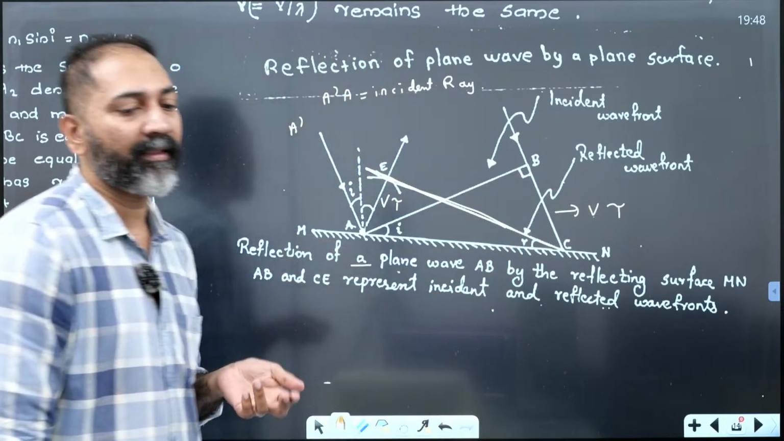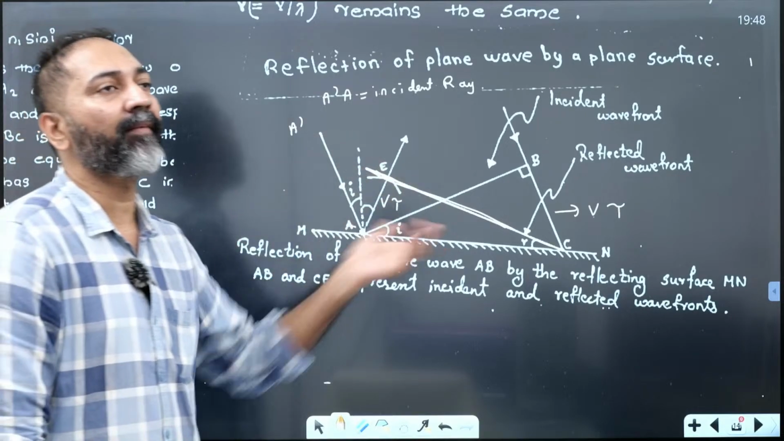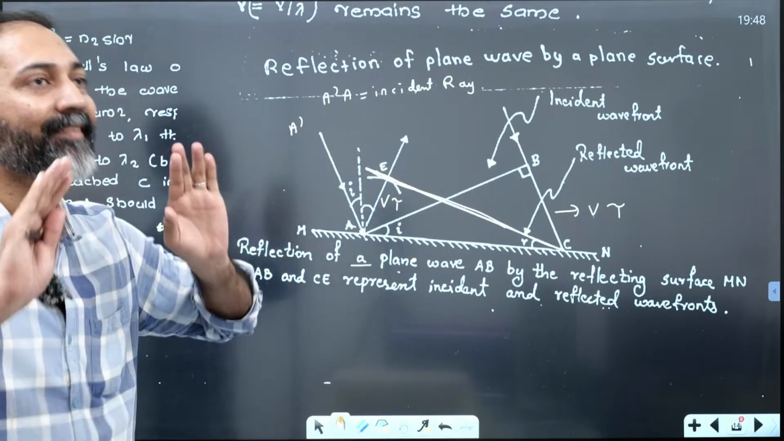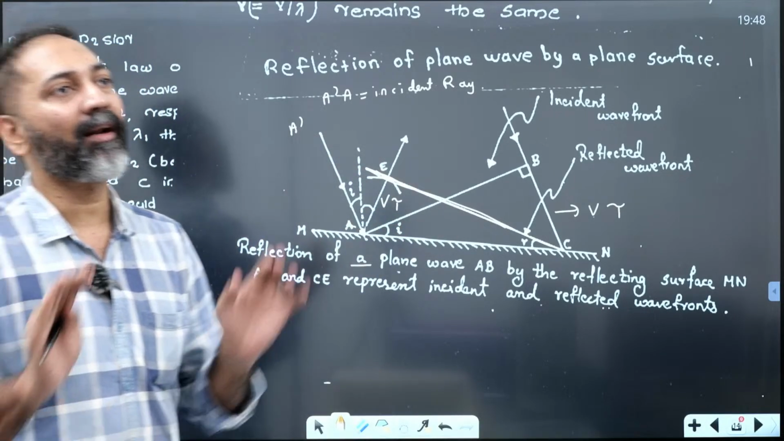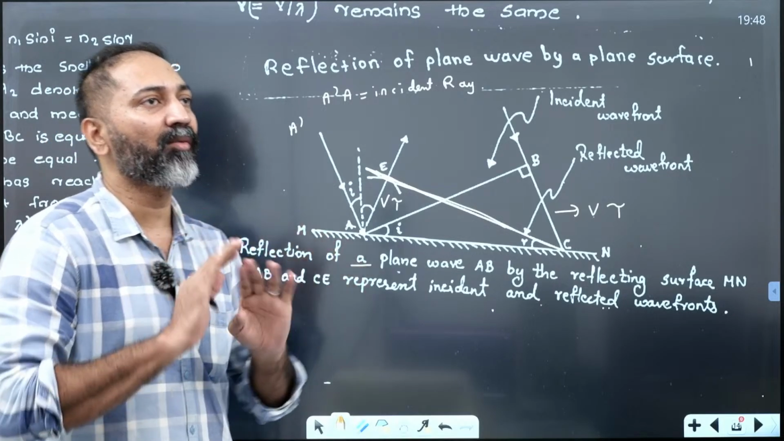Some students might be thinking, sir, why you have not written v1, v2? Because it is in the same medium. We are discussing reflection. The medium does not change, so the velocity remains the same.